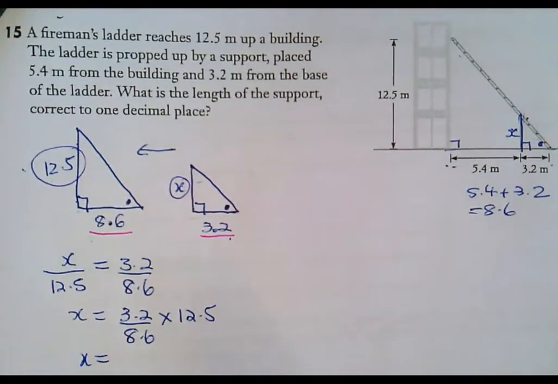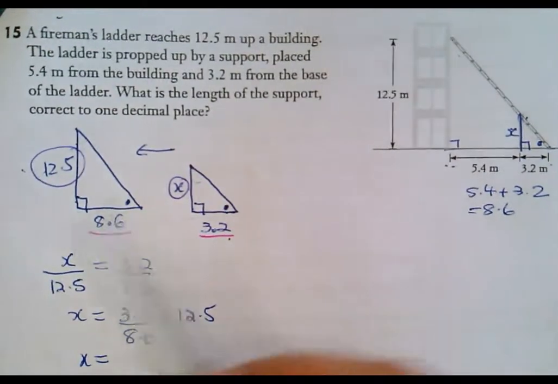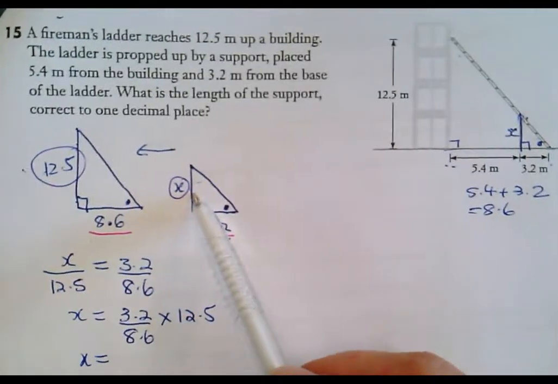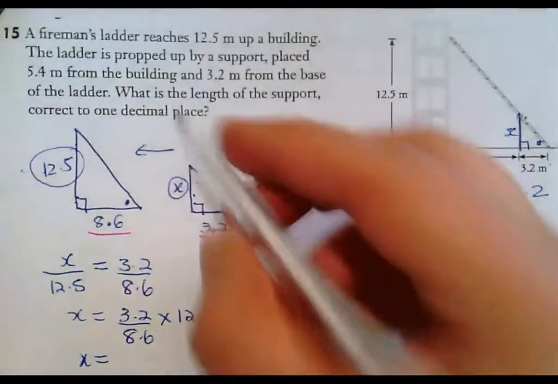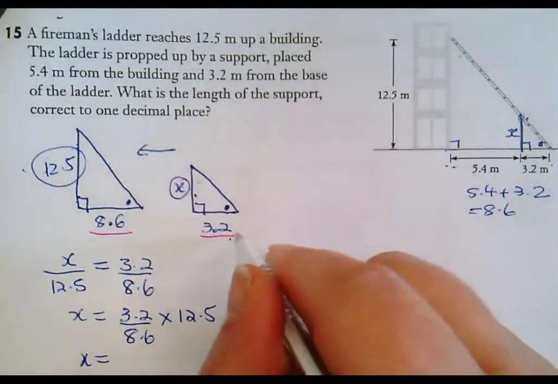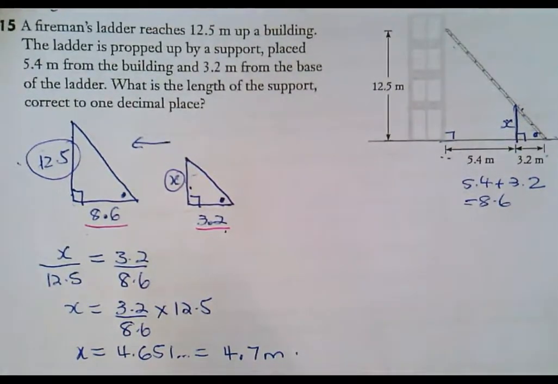Now you might ask, how do I know which way to go? You always put your unknown first and on top. So X over 12.5. I don't want to see 12.5 over X. All right, unknown first on the numerator, over 12.5, means I'm going right to left. Equals 3.2 over 8.6. That gives 4.651. To 1 decimal place, 4.7 metres.